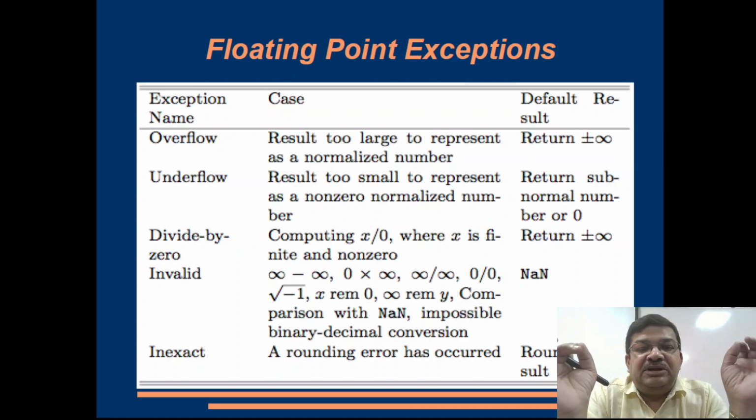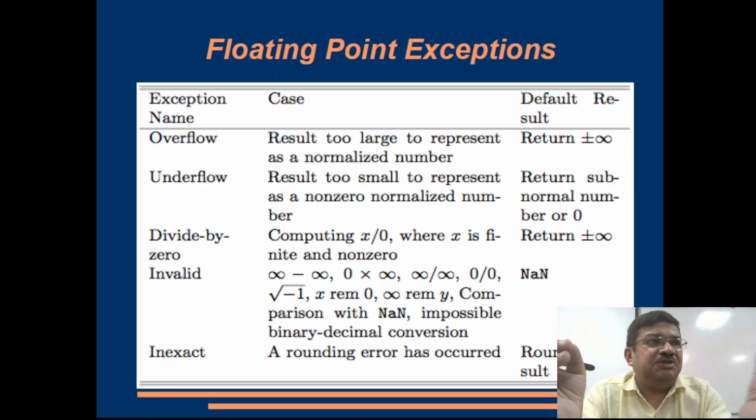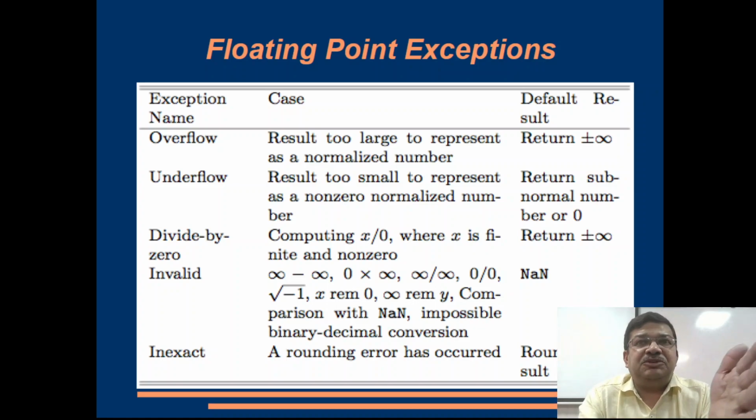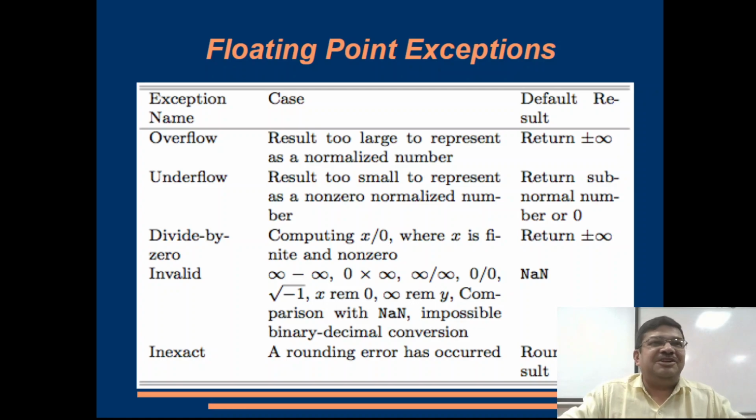Underflow: the result is smaller than the smallest number that can be represented. So the result is reported either as a subnormal number, which obviously is going to be smaller than the smallest 24-bit number that can be represented on the computer, or just assigned to be 0. It is smaller than the smallest number, so let's call it 0, right? You are not very sure whether it is 0 or anything in between. You just call it 0. Divide by 0 is interpreted as plus or minus infinity.